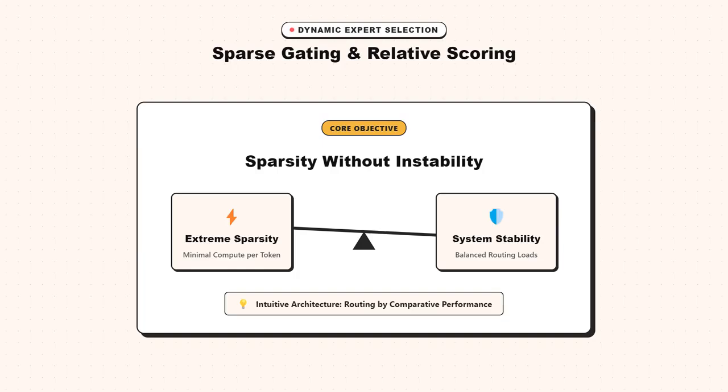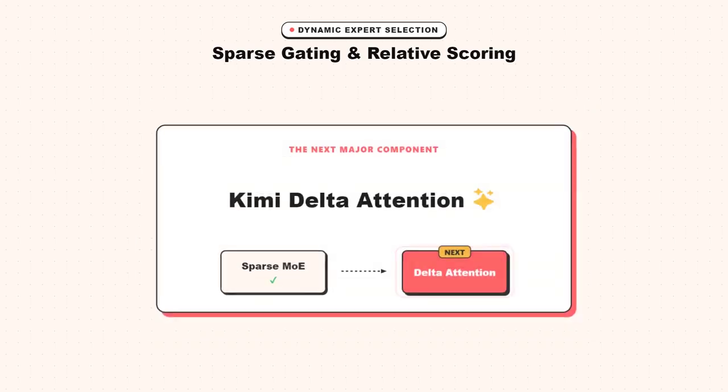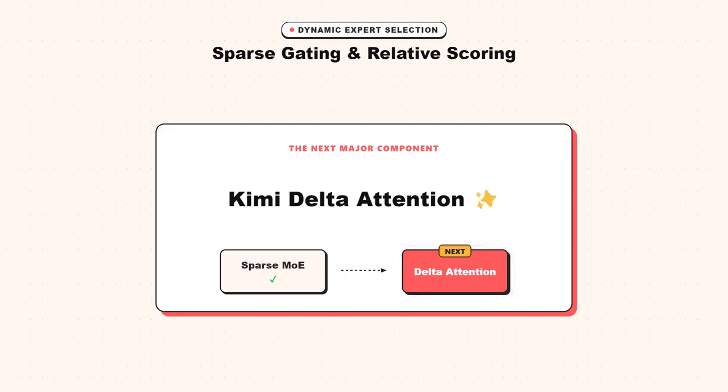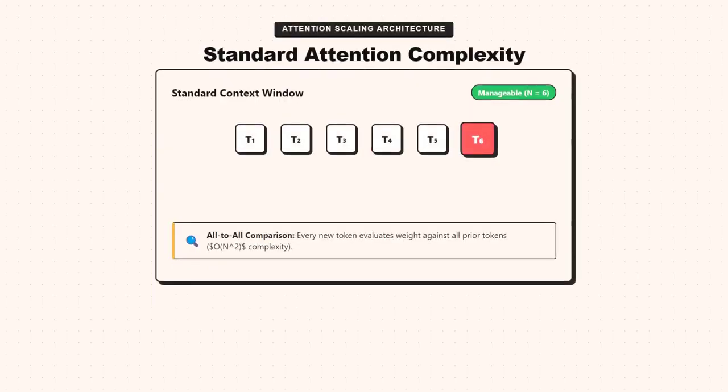You don't need the mathematics to understand the goal. The model is trying to remain extremely sparse without becoming unstable. So let's talk about the other major piece, Kimi Delta Attention.